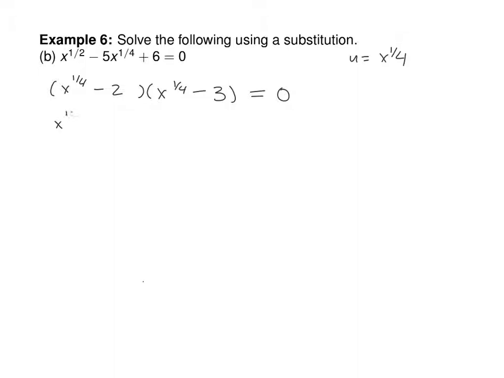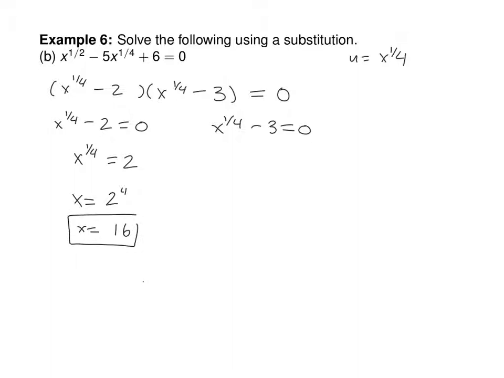And so you'll have x to the 1/4 minus 2 equals 0, and x to the 1/4 minus 3 equals 0. So x to the 1/4 equals 2. And how do you undo that fourth root? Raised to the power of 4, very good. So x will equal 2 to the power of 4, which is 16. Great. And this one will be x to the 1/4 equals 3. X equals 3 to the 4th, which is 81. Great job.